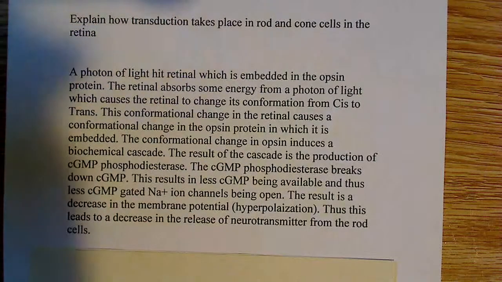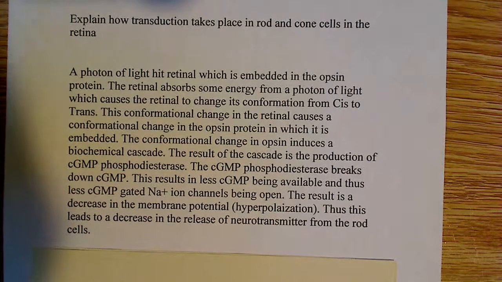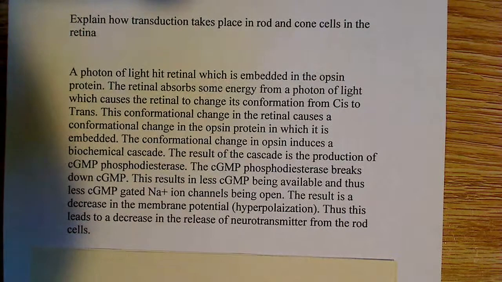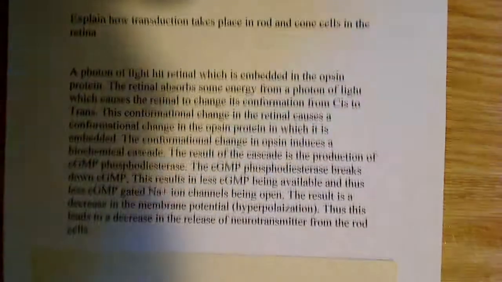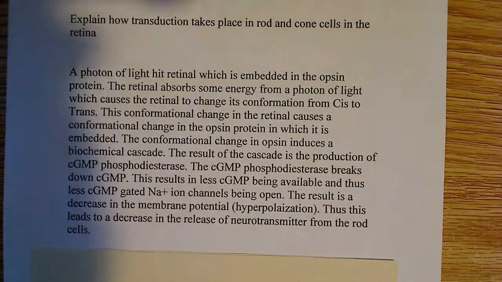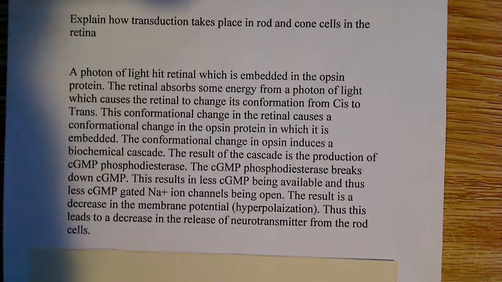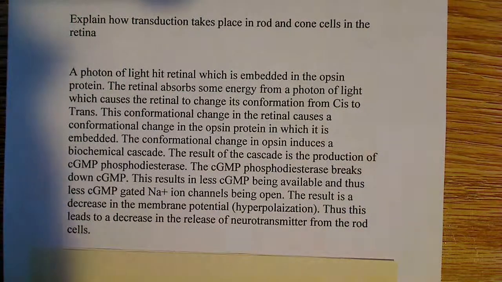Okay, and in this case, the result of the cascade is the production of cyclic GMP phosphodiesterase. The cyclic GMP phosphodiesterase breaks down cyclic GMP. And you might say, well, what's the point of breaking down cyclic GMP? Well, this results in less cyclic GMP being available, and thus fewer cyclic GMP-gated sodium ion channels being open. And the reason why that's important is it results in a decrease in membrane potential. It results in a hyperpolarization. And thus, this leads to a decrease in the release of the neurotransmitter from the rod cell.